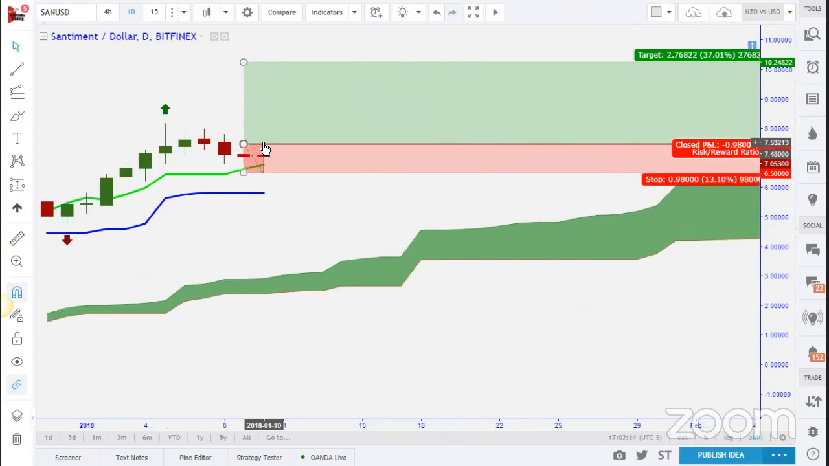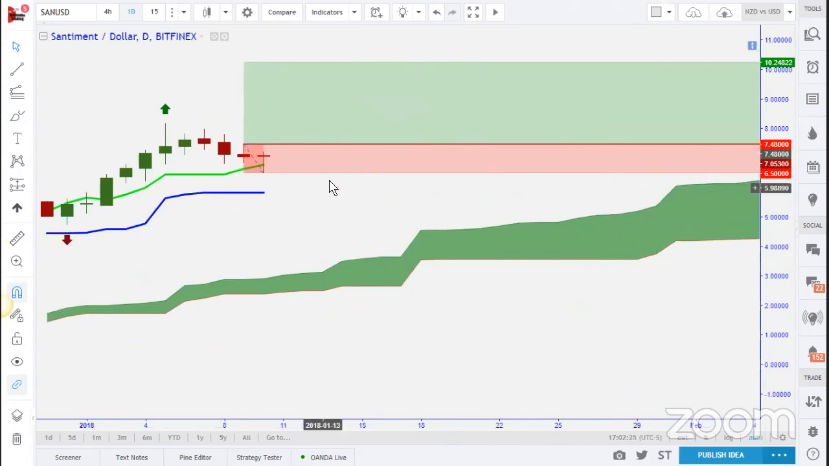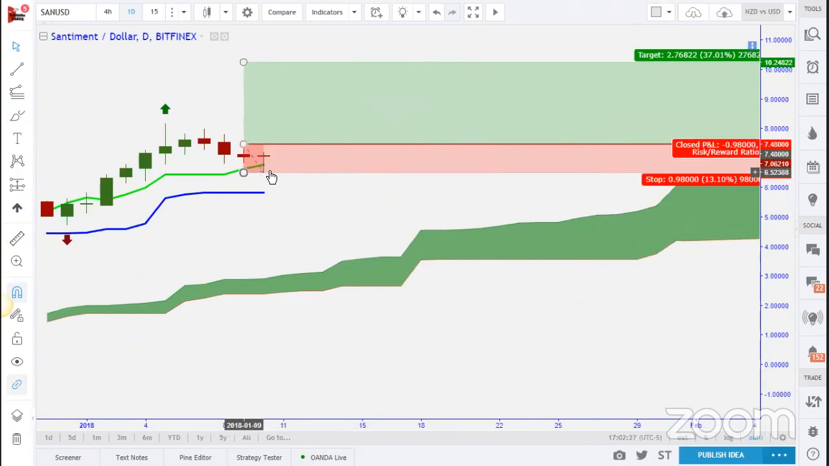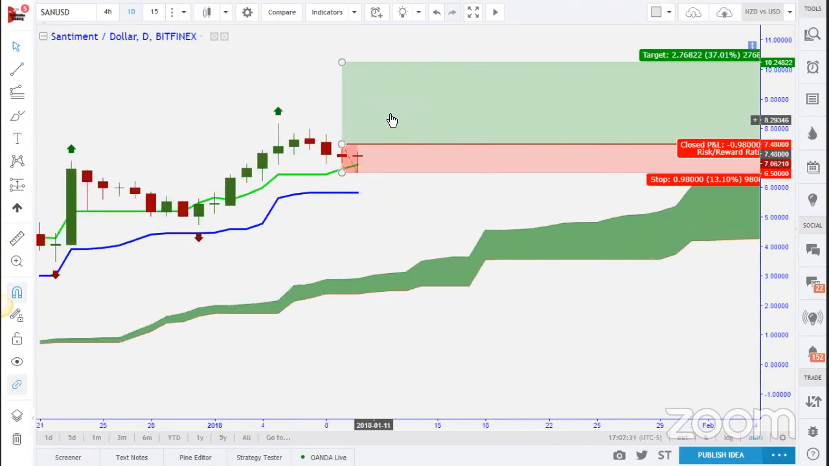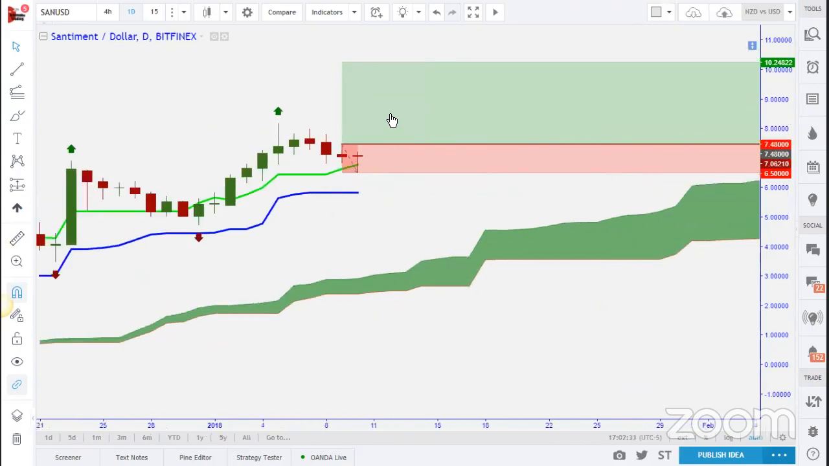All right. And this level is 7.48, and then you can see where we got the stop loss set up. I'm shooting for this target. If the market bounces off of this level, my target is going to be 10.24822.